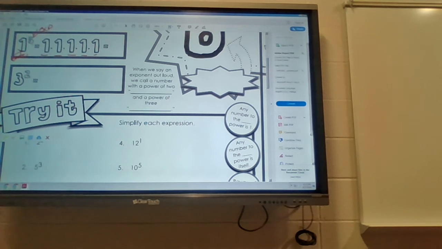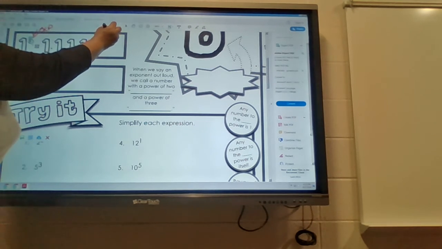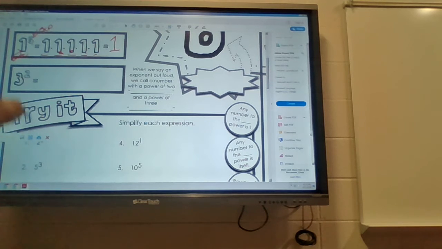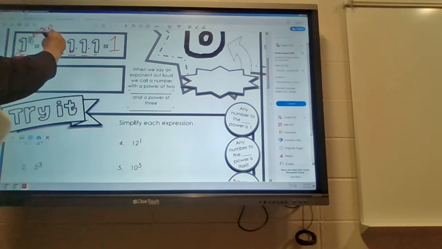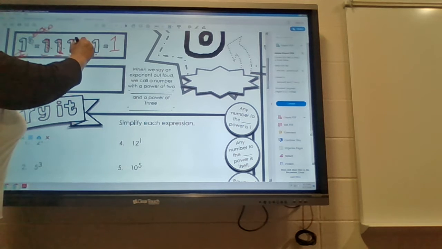It does not mean 1 times 5 because 1 times 5 is 5. But let's look at 1 to the 5th power. 1 times 1 is what? I hope you said 1. So 1 times 1 is 1. Then 1 times 1 is 1. So 1 to the 5th power is equal to 1. You can color those in and make them cute.